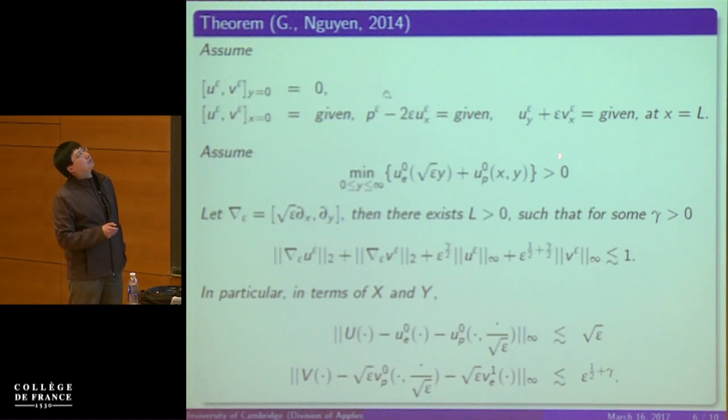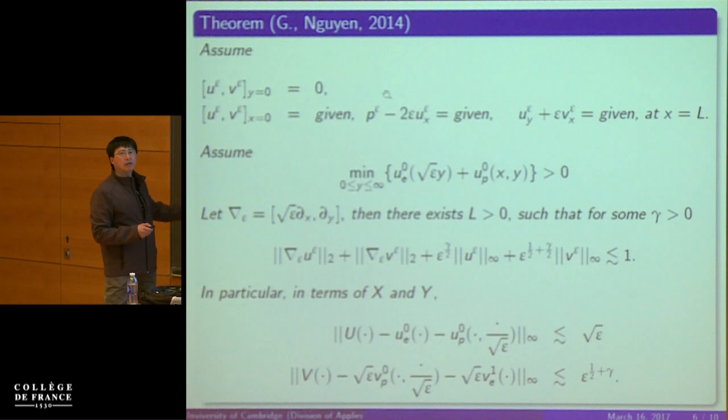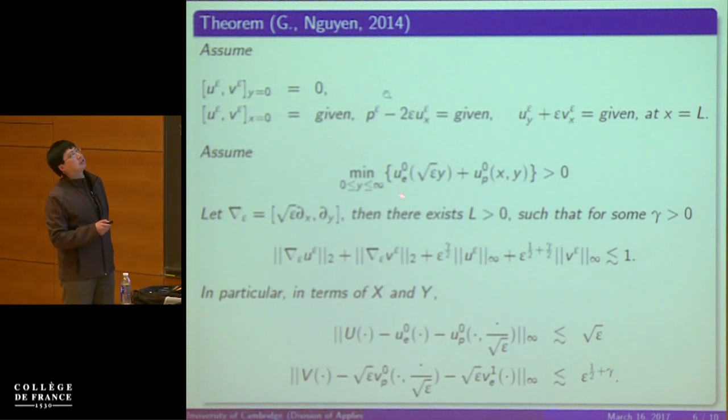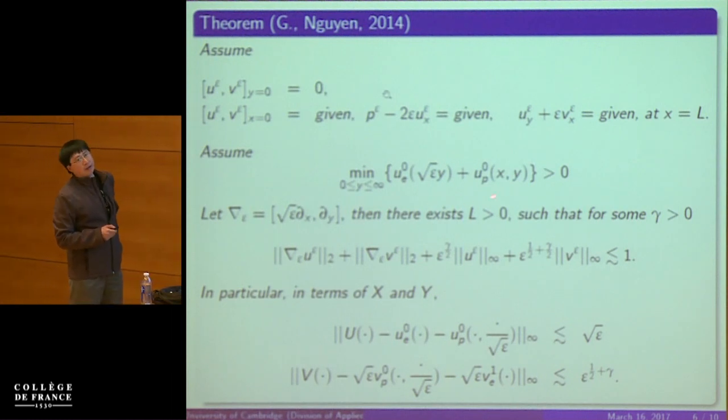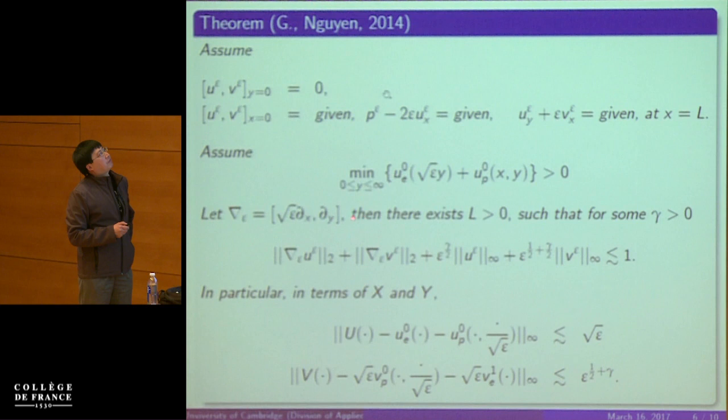So then assume this is true. This condition more or less says you're moving. Okay, you're moving here. The plate is moving. So this is basically the main assumption: the plate is moving. So then we have the following estimate.